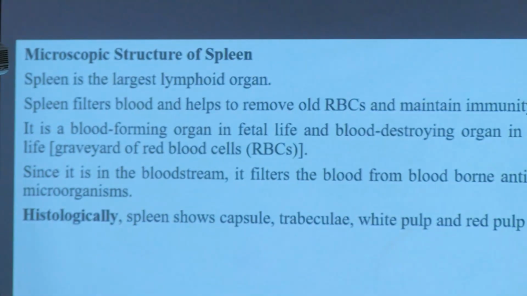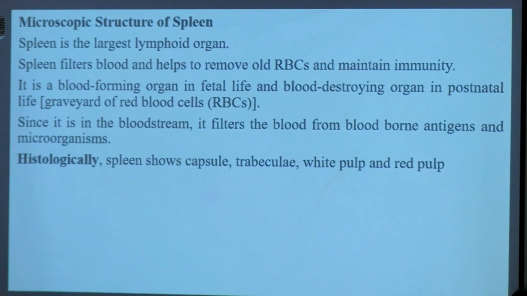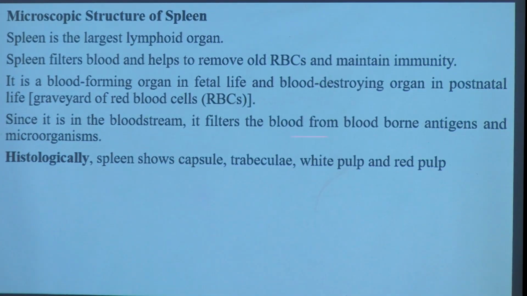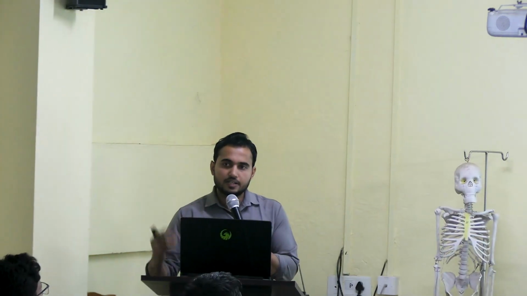Now, if you see the microscopic structure of the spleen, as you know, the spleen is the largest lymphoid organ of our body. What is the function of the spleen? It filters the blood and removes old RBCs. That's why it is also called the graveyard of the RBC. Since it is in the bloodstream, it filters blood-borne antigens and microorganisms. Blood is continuously entering the spleen and getting filtered.